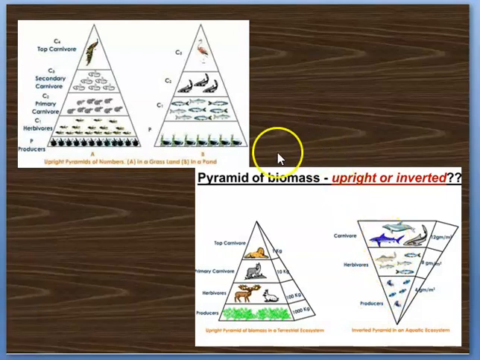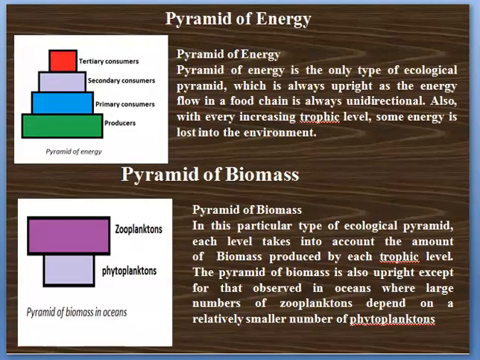And here we see the pyramids of numbers. You can see a large number of plants occupying the base, the producers. A smaller number of grasshoppers occupy the herbivore level, still fewer frogs occupy the primary consumer level, and fewer fishes occupy the secondary consumers. A very small number of swans, cranes, or in another type the eagles, occupy the top consumers.